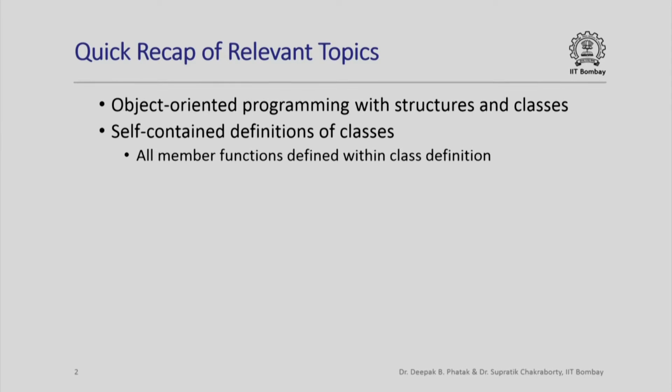We have studied object oriented programming, at least some important aspects of it, with structures and classes. And in this study, we have basically seen self-contained definitions of classes as well as structures. What do I mean by self-contained? It means that all the member functions were completely defined within the boundaries of the class definition.